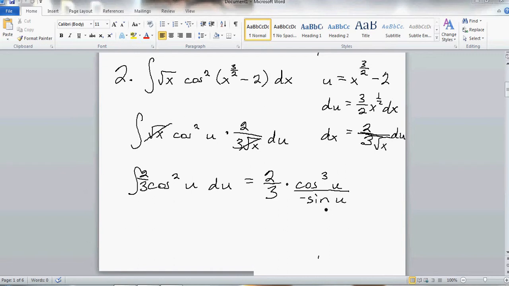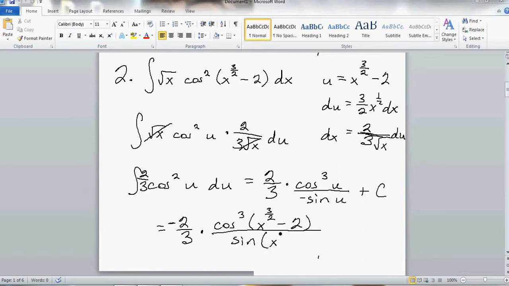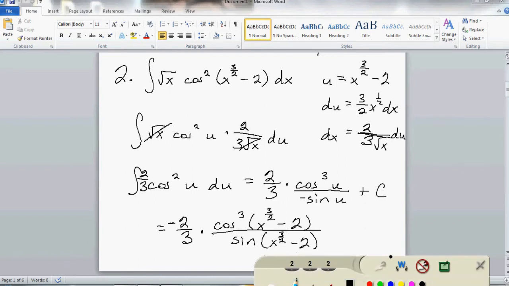And so then this will equal 2/3 times cosine cubed of u, but u is x to the 3/2 minus 2, all over, let's put the negative out there, the sine of x to the 3/2 minus 2 plus c. And there is the final answer for number 2.